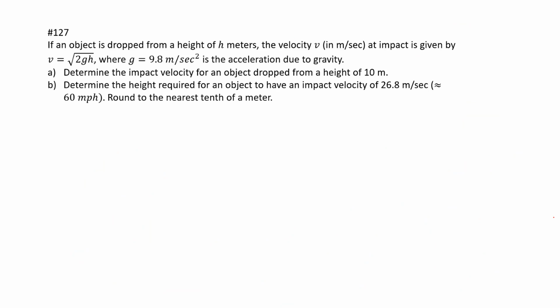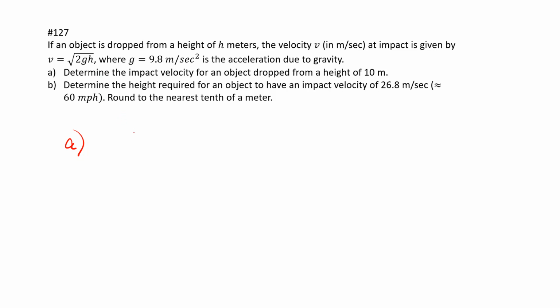Okay, 127 says if an object is dropped from a height of h meters, the velocity v in meters per second at impact is given by v equals the square root of 2gh, where g is 9.8 meters per second squared. That's the acceleration due to gravity. So part A, we want to determine the impact velocity for an object dropped from a height of 10 meters.